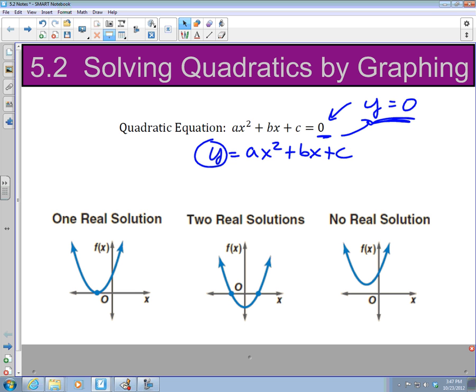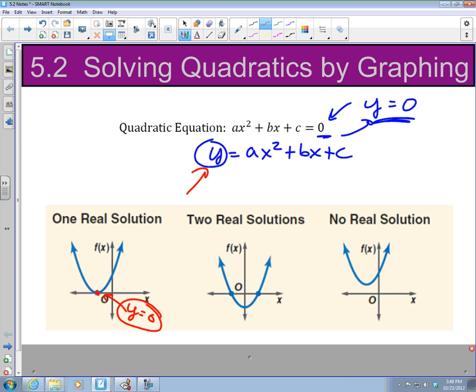Here it is. Your solutions. You have one real solution, two real solutions, or no real solutions. And it depends on how many times it crosses the x-axis. And here's a y. At this point right here, I'm not sure what x is equal to, but I know what y is equal to. Y is equal to 0.